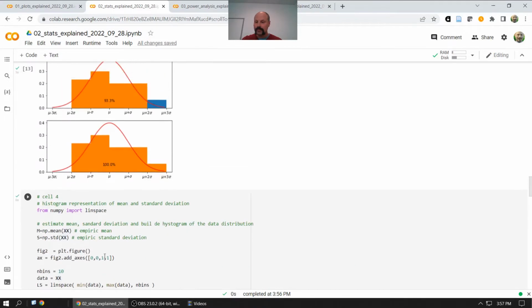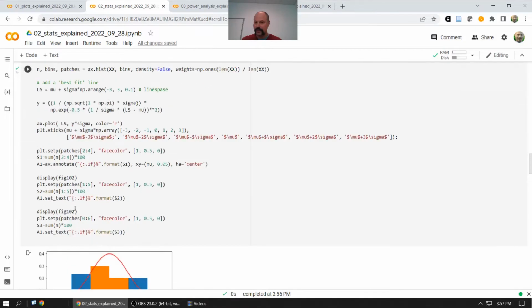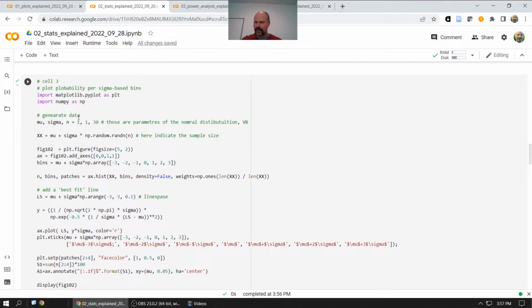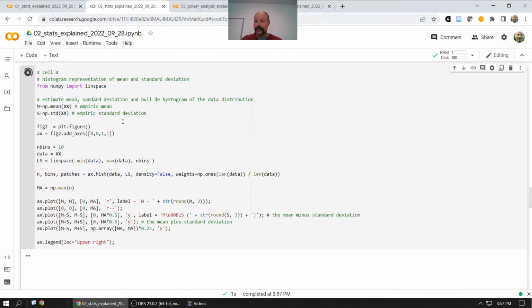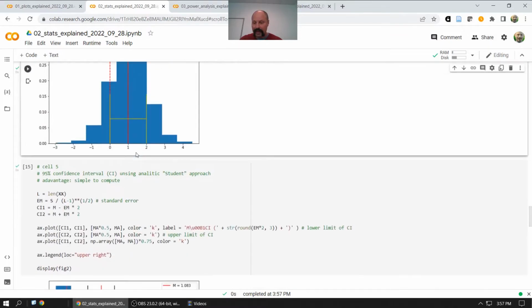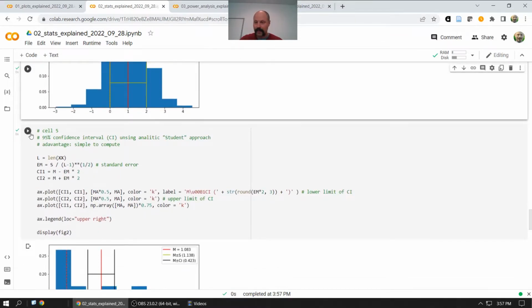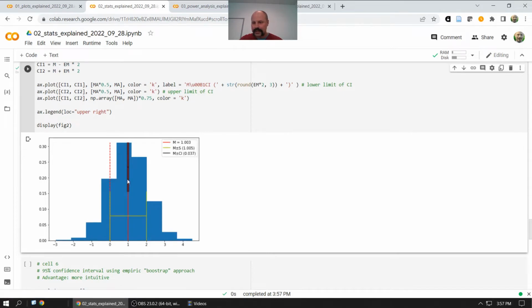If we increase the sample size, which we can do in cell 3, we will see that the confidence interval will be reduced dramatically. The sigma is the same, but the confidence interval is really tiny, which means that our data is very certain of being significantly different from 0.